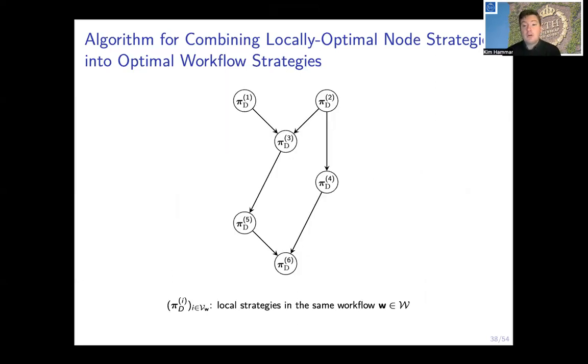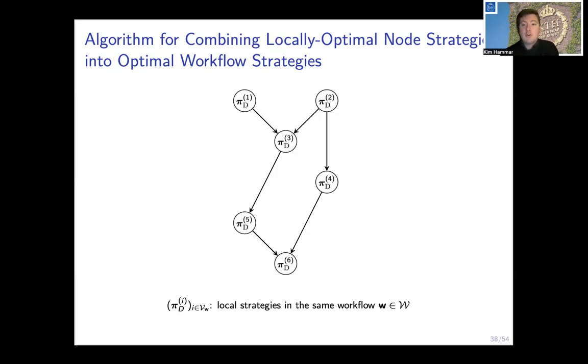Here we have an example workflow graph. The circles correspond to nodes in the workflow, the edges correspond to dependencies, and the symbols inside each circle correspond to the local strategy for a given node. And let's assume now, for the sake of the example, that we have already solved the local problems, so that the local strategies are optimal locally for defending each node. And our task now is to have an algorithm for combining the locally optimal strategies into an action that is optimal for the entire workflow.